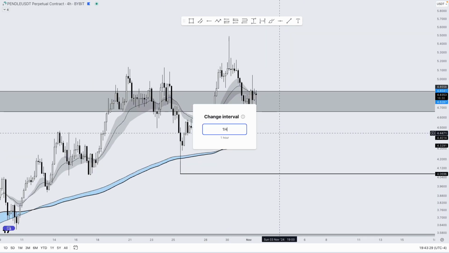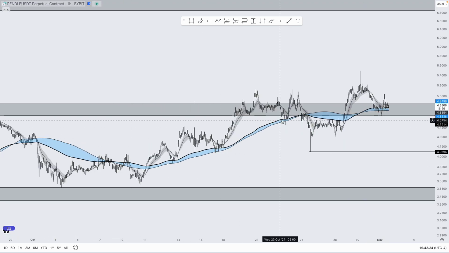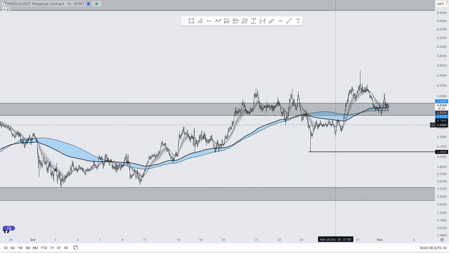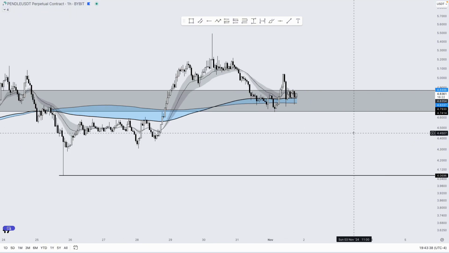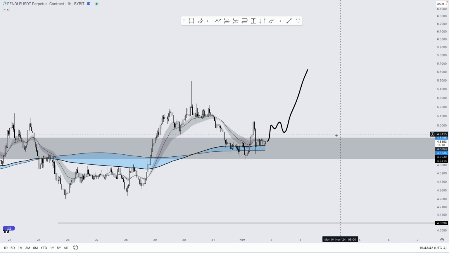Okay, Pendle has been showing some decent strength. 1-hour 200s is what you want to pay attention to, holding as support on the way up, flipped into resistance once it was lost, and trying to hold as support again. So as long as it holds as support, continue to look for higher.